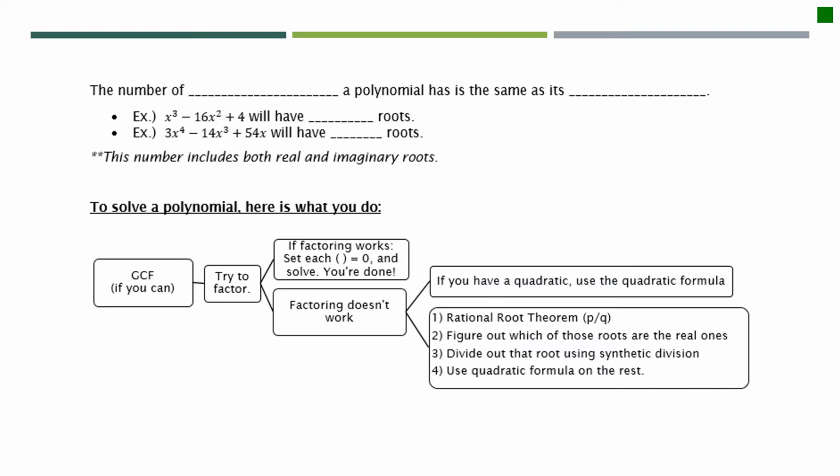The number of roots, or solutions, or zeros, there's lots of different ways to say that, that a polynomial has is the same as its degree. Now remember that degree is the highest exponent in a polynomial. So for example, this first example, x cubed minus 16x squared plus 4 will have 3 roots because the highest exponent is 3. The next example will have 4 roots because the highest exponent is 4.